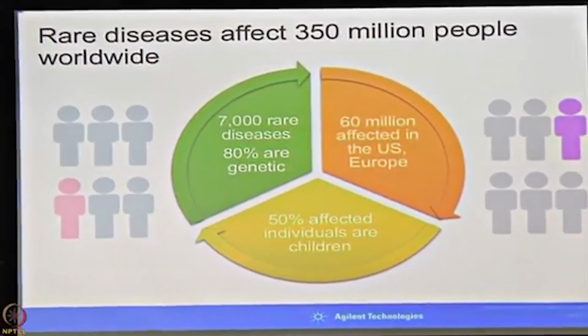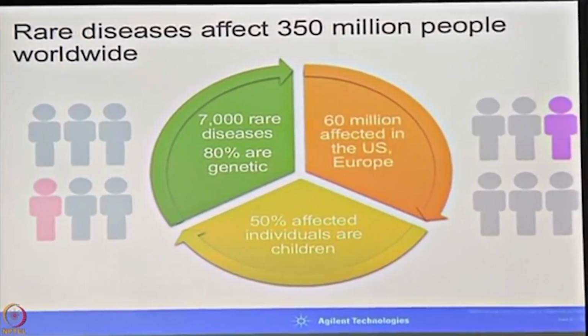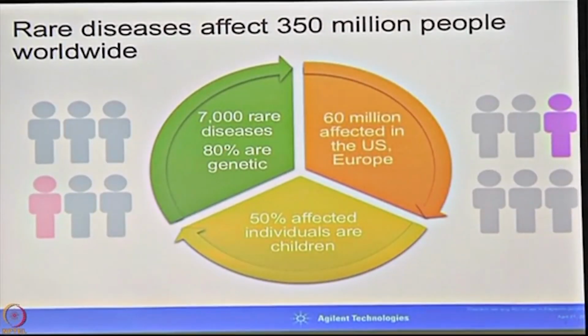So, what are the rare diseases? Rare disease affects 60 million people in US and Europe. So, it's a big number. It's quite a big number. And 7,000 rare diseases are known till now, and 80% of the reason for that is genetics. Something is wrong in their genetics.